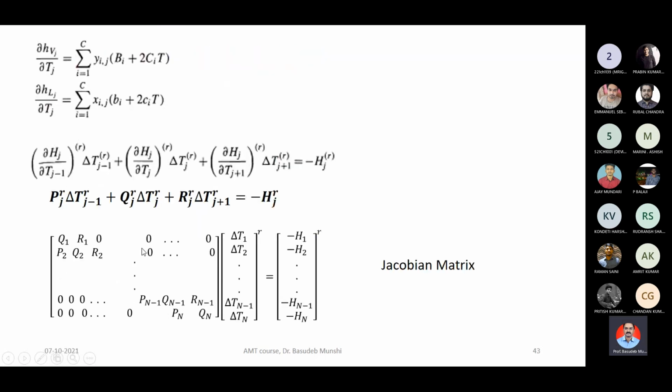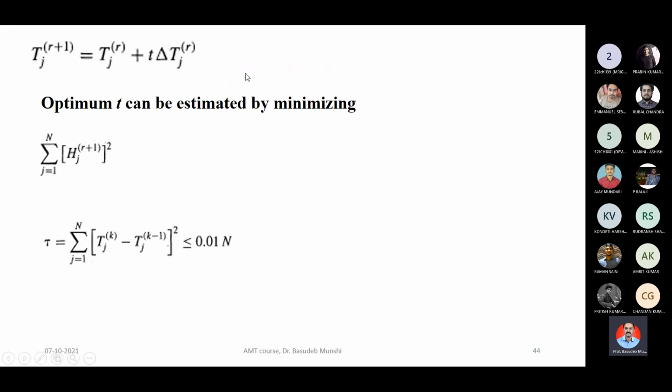Okay, so this is how these coefficients are written, and ultimately those are presented in matrix form. All the equations are in matrix form, and you can see only 3 diagonals are non-zero. So this is called a tridiagonal matrix. You can apply the Thomas algorithm to get the temperature, and when you modify the temperature, you are using one term. In the next class, I will discuss how to optimize this data.